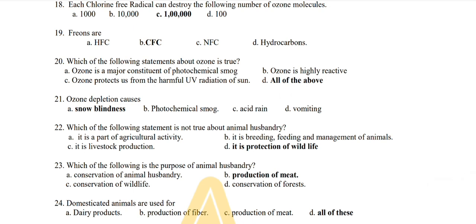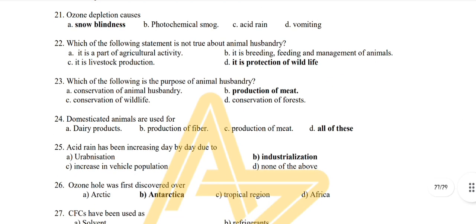20th question, which of the following statements about ozone is true? All the above. Ozone depletion causes snow blindness. 22nd question, which of the following statements is not true about animal husbandry? It is the protection of wildlife.